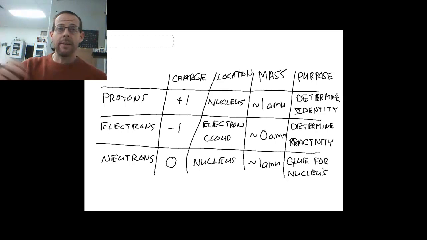So again, just a summary, know the differences between protons, electrons, and neutrons. Protons have a positive charge, electrons have a negative charge, neutrons have no charge. Protons and neutrons are both found in the nucleus, electrons are found in the electron cloud. The mass of protons and neutrons is basically 1 AMU, where electrons basically have 0 mass. They have a small mass, but it's basically 0. And then protons determine an atom's identity. Electrons determine an atom's reactivity, and neutrons are the glue that holds the nucleus together. And that is it.